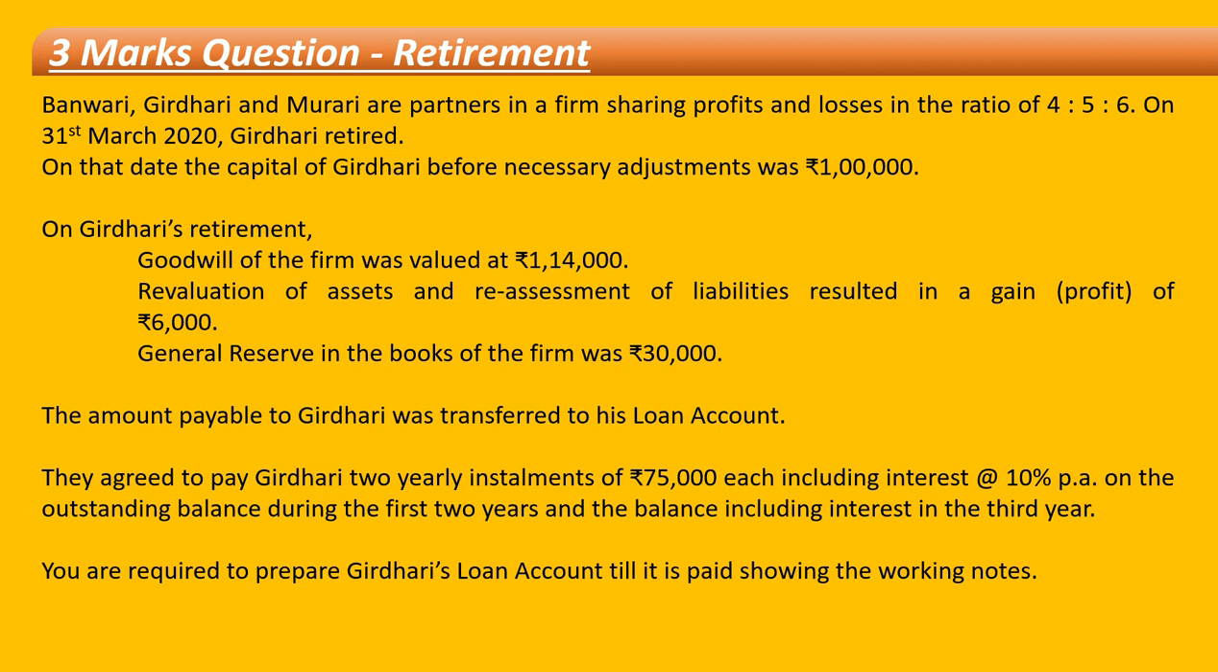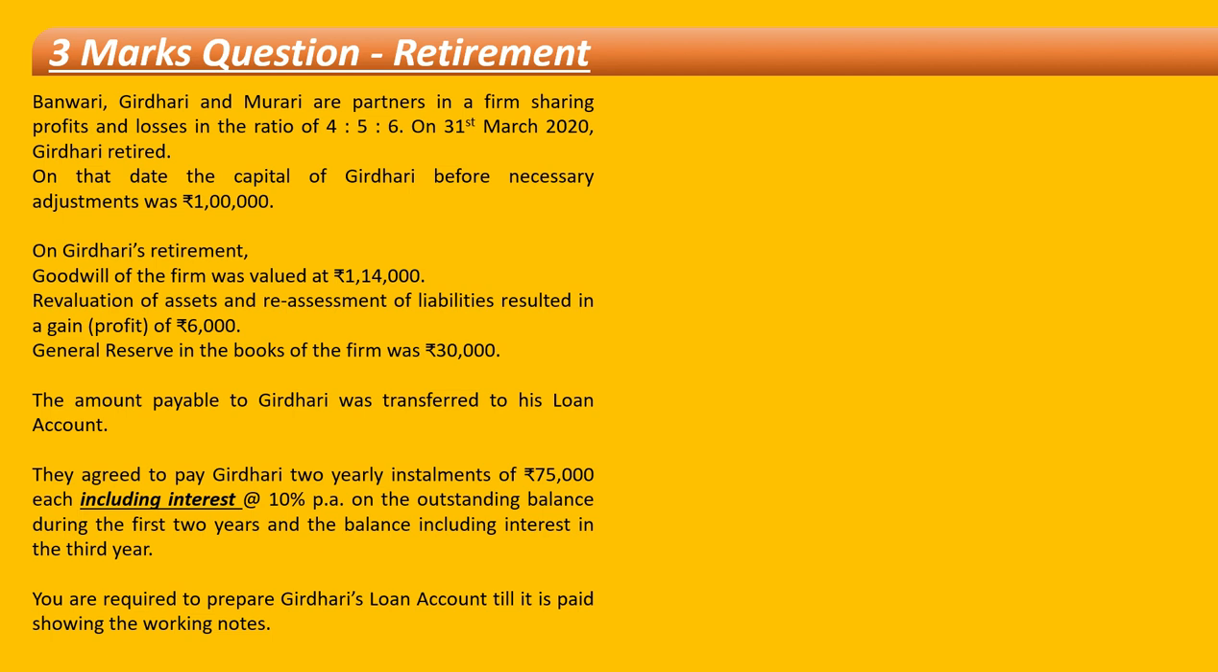Okay, whatever was due to Girdhari was transferred to his loan account. They agreed to pay Girdhari in installments of 75,000 each, including interest. Okay, this is important, at 10% per annum. So 75,000 that is paid is including interest. And you have to be very careful when you're doing this calculation because most of the students might miss this out and end up doing a wrong calculation. So we will have a look at the loan account. So this 75,000 is paid during the first 2 years and the balance is paid including interest in the third year. You are required to prepare Girdhari's loan account. So let's have a look.